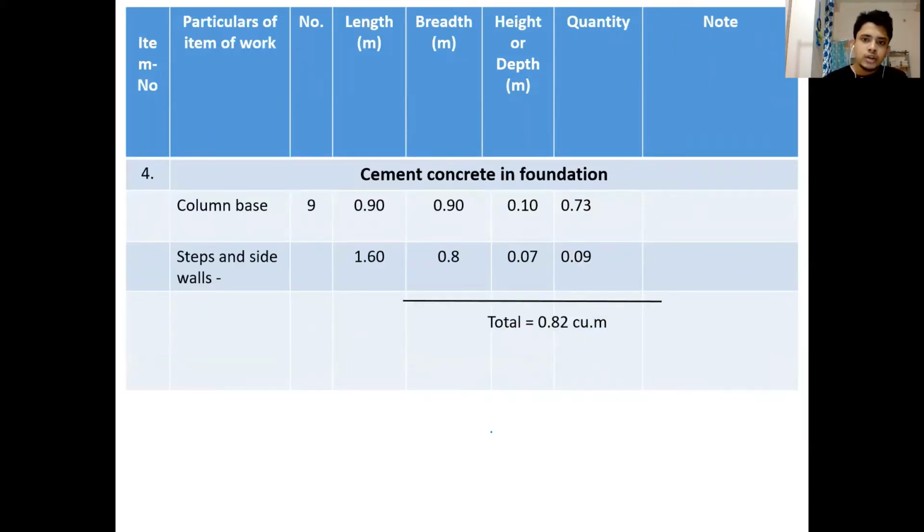Then there was cement concreting in the foundation below the column. Okay, below each column, 10 centimeter thick cement concreting was done. So 90 centimeter by 90 centimeter or 0.9 meter by 0.9 meter is the size of the column, and this is the depth. This is the total volume of cement concreting below the footing.